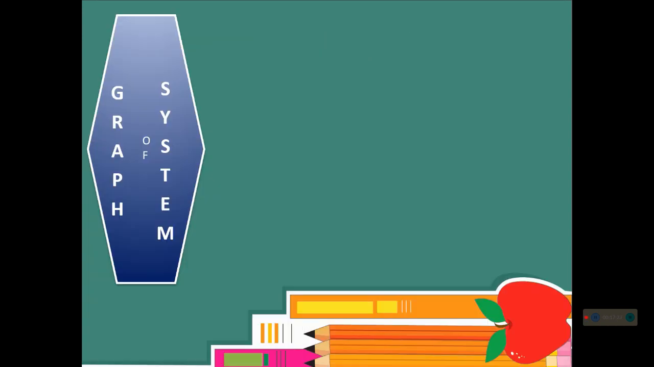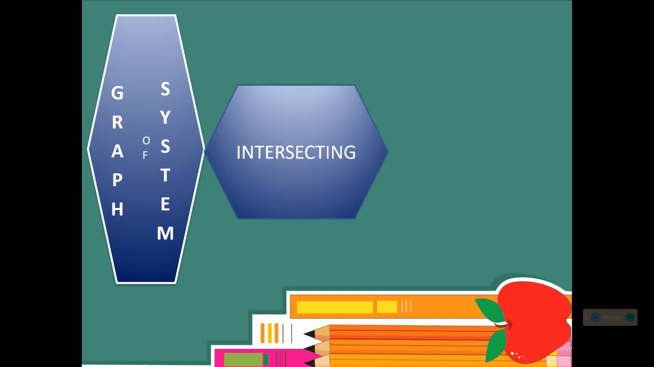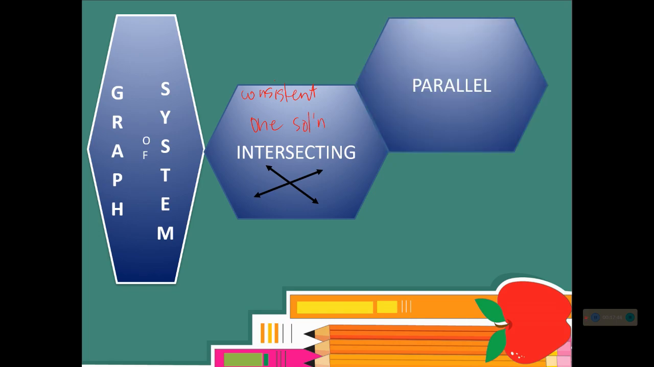Okay? So those are the kinds of our system. So to recap, we have here the graph of system. So intersecting, we have this form. When we say intersecting lines, the kind of system will be consistent. And the number of solutions will be exactly one solution. Then next we have the parallel lines. So maybe this one or maybe this one. If the lines are parallel, the kind of system will be inconsistent. And the number of solutions will be none. Okay? Or again, no solution.